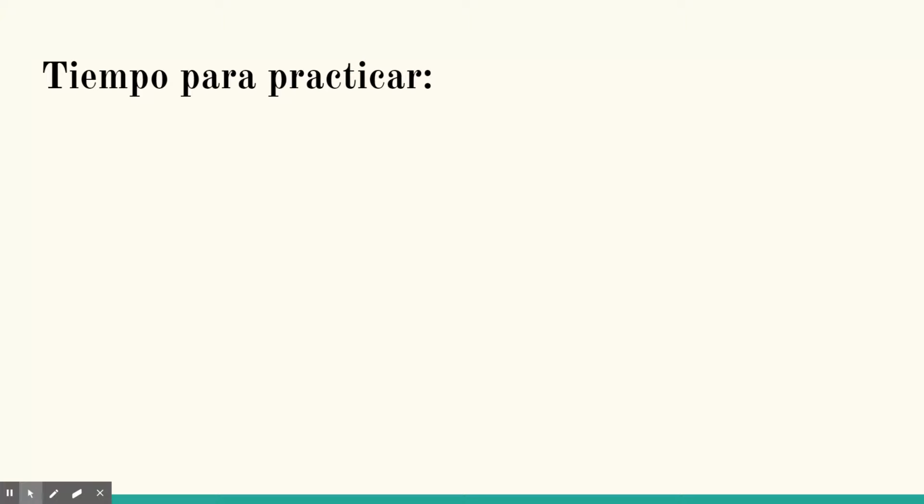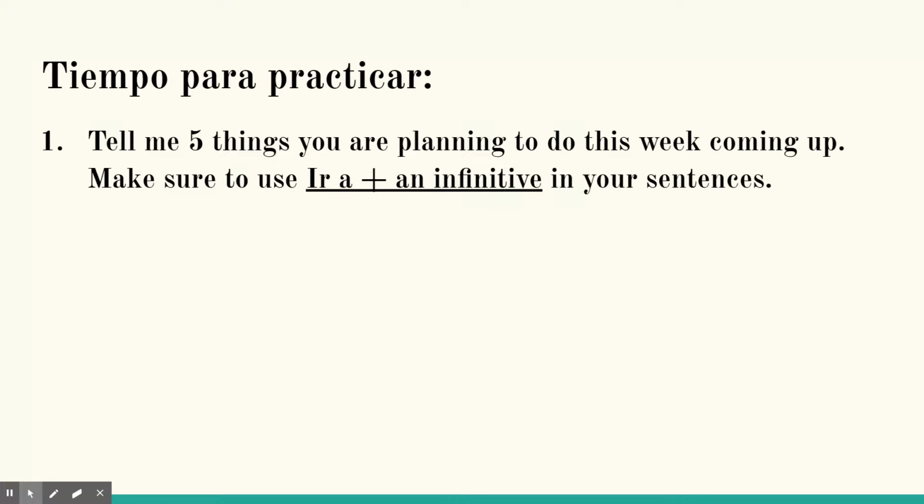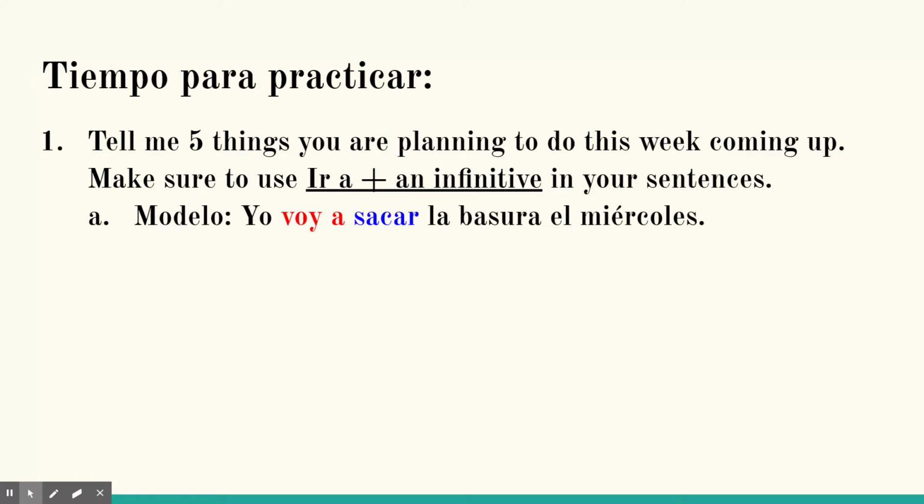Now, here is your practice. So using the concept that we just went over, ir a followed by infinitives, I want you to tell me 5 things you guys are planning to do this week coming up. So, for example, my modelo would be yo voy a sacar la basura el miércoles. I'm going to take out the trash on Wednesday. That's because in my house, trash is picked up on Thursdays, so I have to take it out on Wednesdays. So please, like I said, make sure you guys write down 5 sentences telling me what it is you guys are planning to do this week.